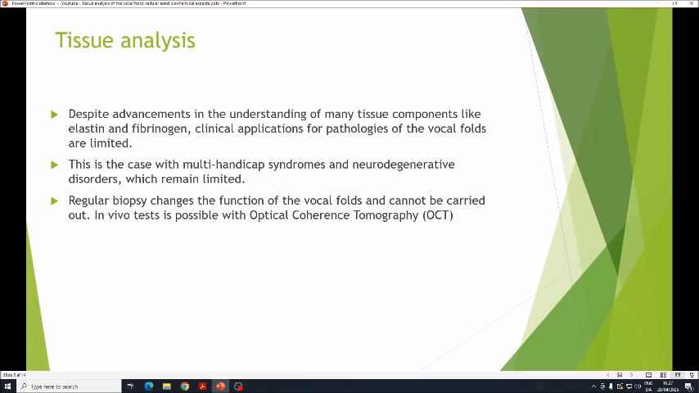Though we understand elements like elastin and fibrinogen, clinical application remains limited, especially for complex syndromes or neurodegenerative disorders. Biopsy risks altering tissue behavior, which is why optical coherence tomography is vital, allowing in vivo testing without interference.